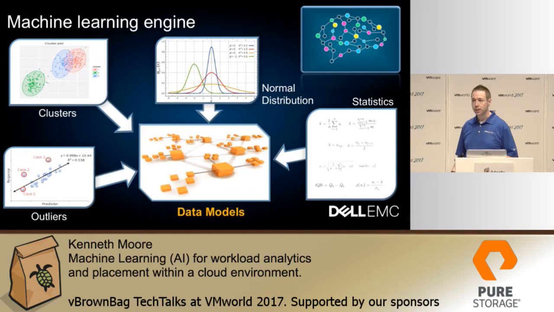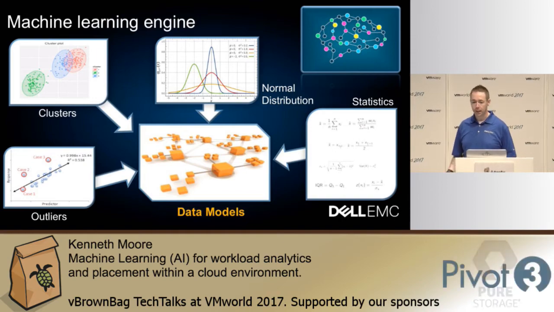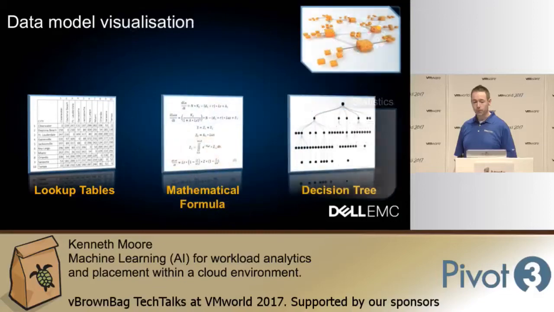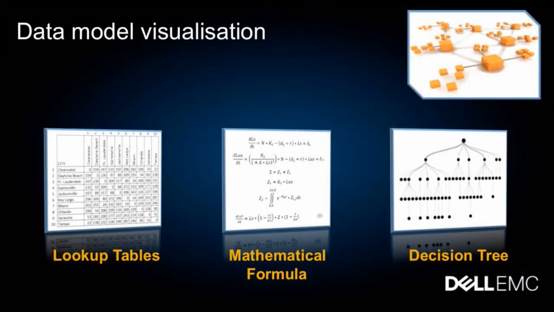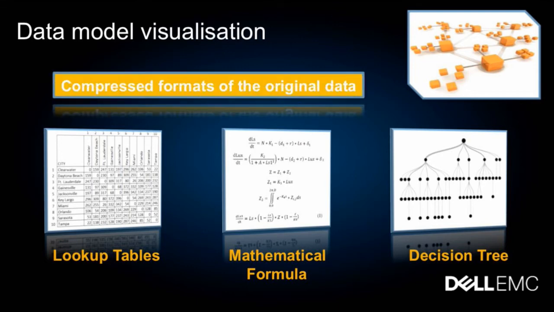These data models are representations of the data we have in our data lake. How do they look, right? How do we visualize them? They're lookup tables, they're mathematical formulas, they're decision trees, right? Effectively, our data models that we've gained from our machine learning engine are compressed formats of our original data set. They're compressed formats because now we can deploy them in small packages out to our configuration and recommendation system, right? And also it means that when we are going through our artificial intelligence system, we're not trawling through mountains of data that's in the lake, we're just going through these quick lookup systems to match our models.